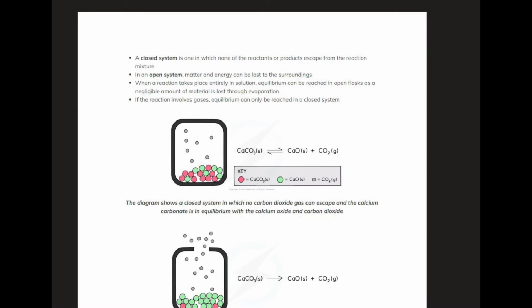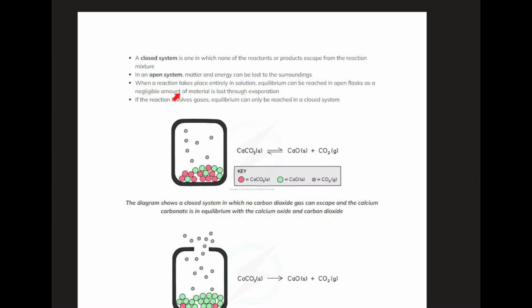When we talk about the dynamic equilibrium, they talk about closed system. So here is the explanation. A closed system is one in which none of the reactants or products escape from the reaction mixture. So something like this. They cannot go out from the container, for example. In an open system, matter and energy can be lost to the surroundings, something like this. This is open system. So the substance or the matter can go out from the container.